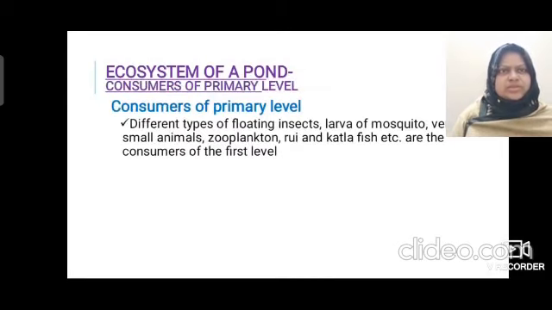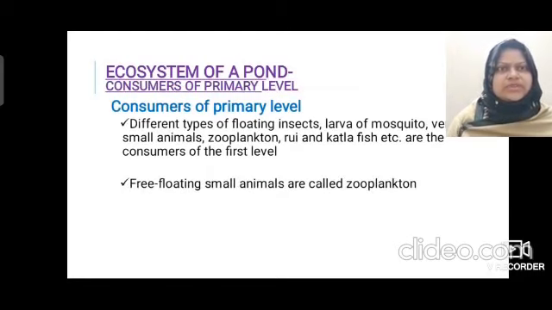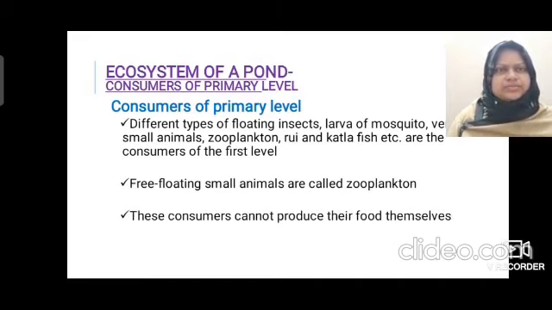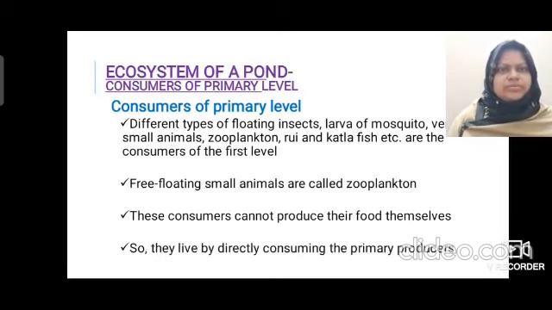Now, consumers. Consumers of the primary level. Different types of floating insects, larvae of mosquito, very small animals, zooplankton, rui, cuttlefish, etc. are the consumers of the first level. Free-floating small animals are called zooplankton. These consumers cannot produce their own food themselves, so they live by directly consuming the primary producers.